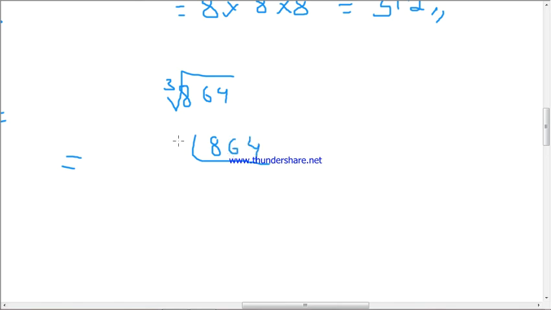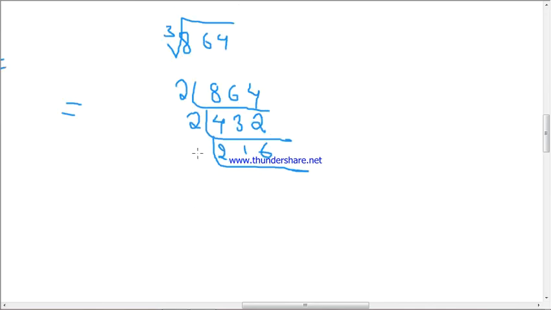864. Let's start with 2. 2 into 4 is 8. 2 into 3 is 6. 2 into 2 is 4. Still divisible by 2. 2 into 1, 2 into 2 equals 4. 2 into 1 equals 2. 2 into 6 is 12. Now I think it is divisible. 2 into 1 equals 2. 2 into 0 equals 0. 2 into 8 is 16. Do not forget that. This is a crucial step over here. 2 into 5 is 10. 2 into 4 is 8. 2 into 2 is 4. 2 into 7 is 14.